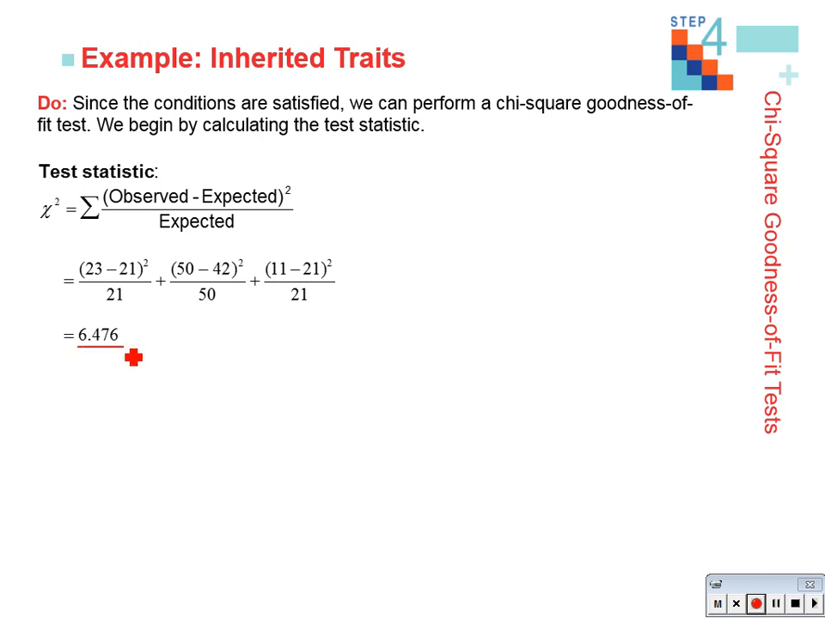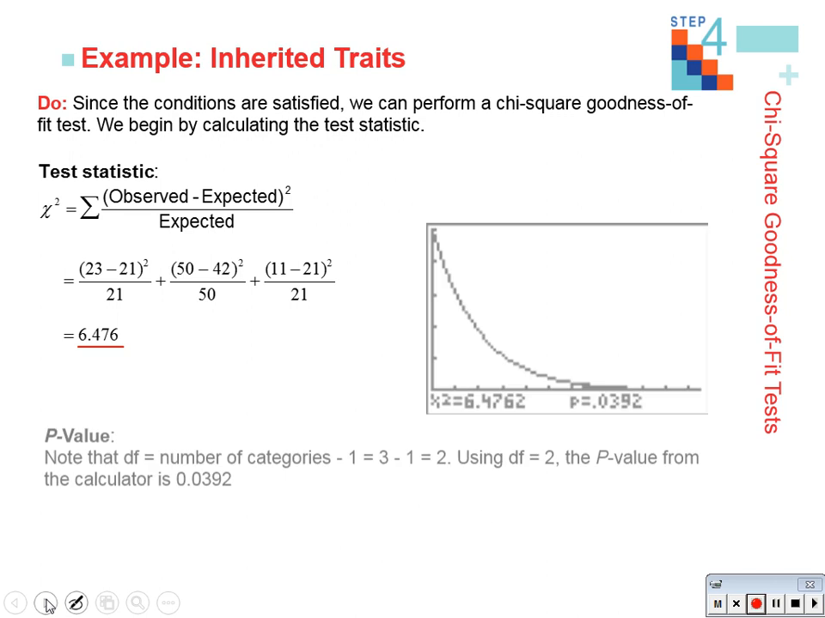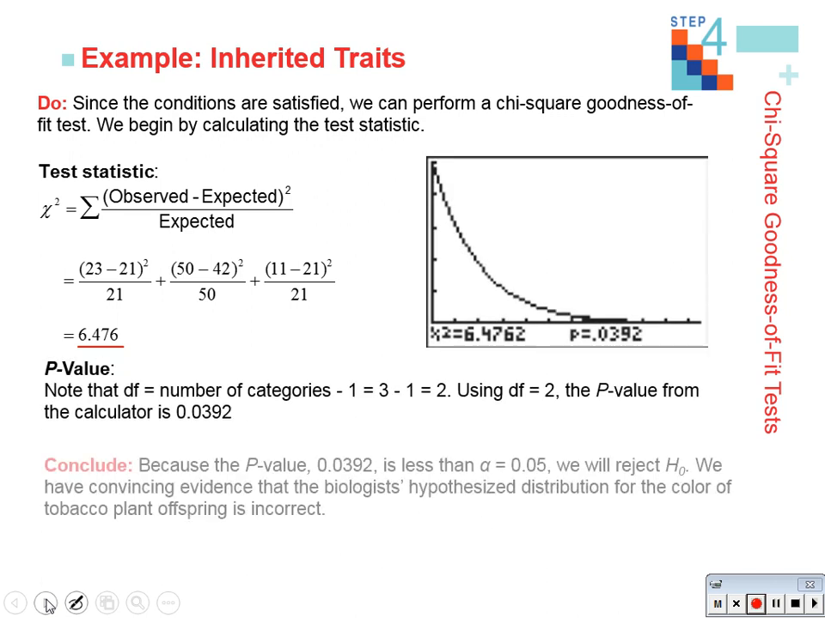So as far as the do part goes, the test statistic for this comes out to be 6.476, with a p-value that comes out to be roughly 0.0392, which is less than the significance level of 0.05. So that would give us reason to reject the null hypothesis and give us evidence that the biologists' hypothesized distribution for the color of the tobacco plant offspring is in fact incorrect.